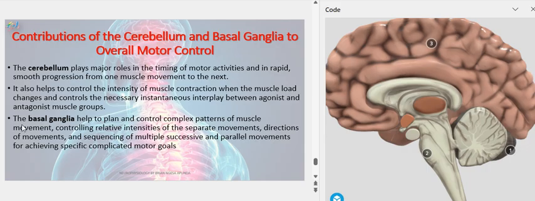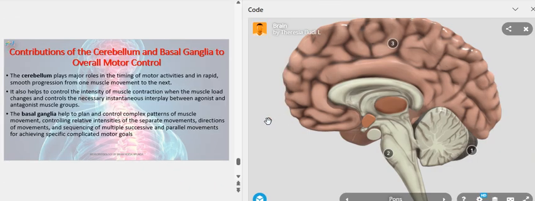Just as a reminder, the basal ganglia normally help to plan and control complex patterns of muscle movement, controlling the relative intensity of the separate movements, the direction of the movements, and the sequences of multiple successive and parallel movements for achieving specific complicated motor goals.